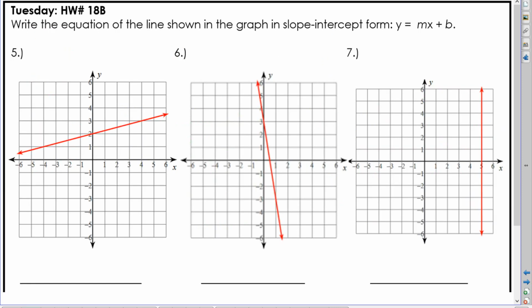The second box asks you to write the equation of the line shown in the graph in slope-intercept form. Now remember, this is slope-intercept form here, y equals mx plus b. The y and the x are permanent variables, but the m and the b are replaceable. They are replaceable with specific values. The m stands for the rate of change, or the slope, and the b stands for the y-intercept.